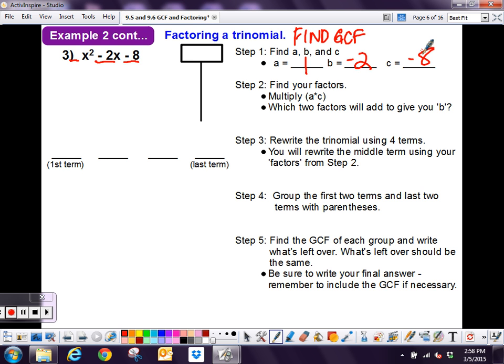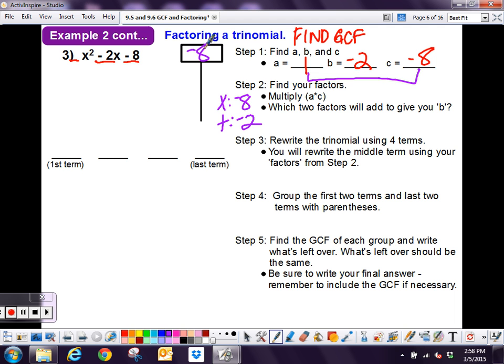Okay, and here's where it gets a little bit trickier because we're dealing with negatives. So we're going to have to find some factors. Remember, they have to multiply to be a times c, so multiply in this case to be negative 8. And they're going to have to add to be our b, which is negative 2.